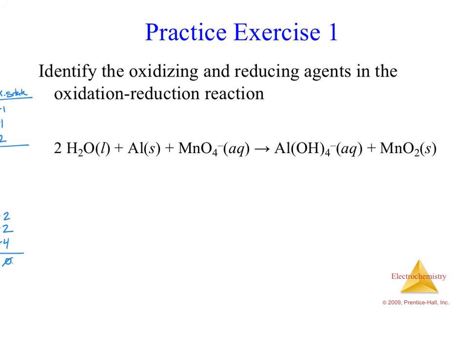I'll introduce practice exercise number 1. Identify the oxidizing agents and reducing agents in this following reaction. What you're going to do is assign an oxidation state to every single element in the reactants and the products, and you're going to then figure out if they've changed. I'm going to give you some new definitions here as well. Oxidizing agents and reducing agents.